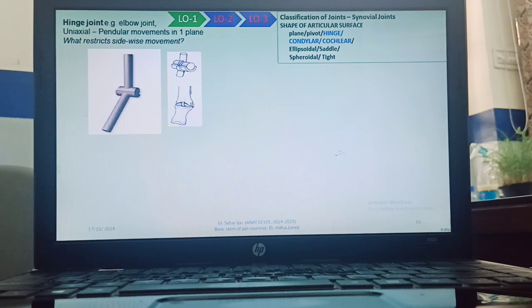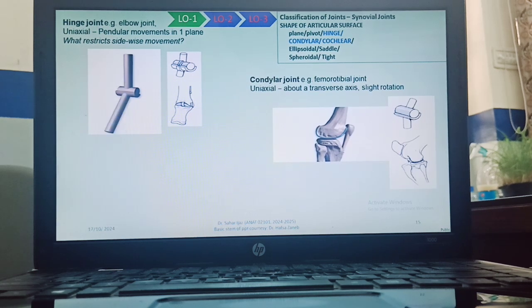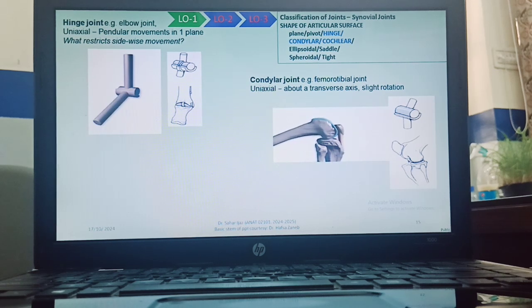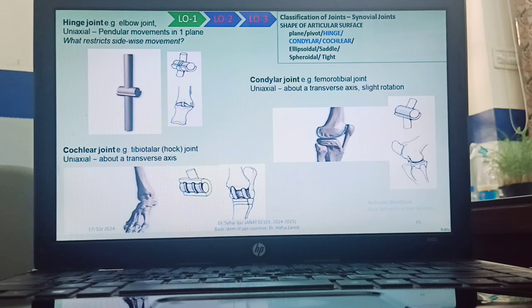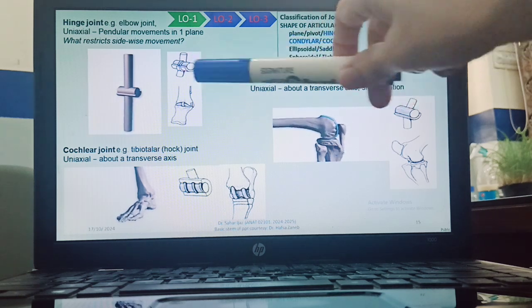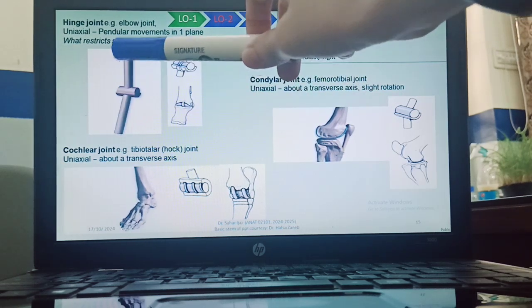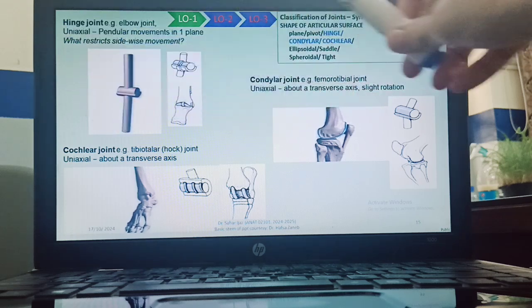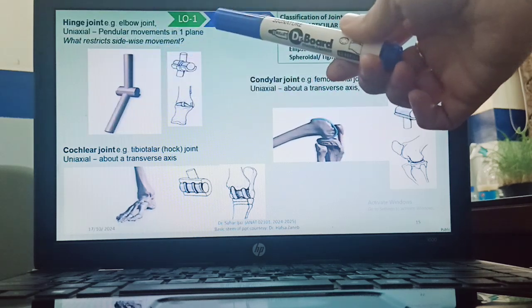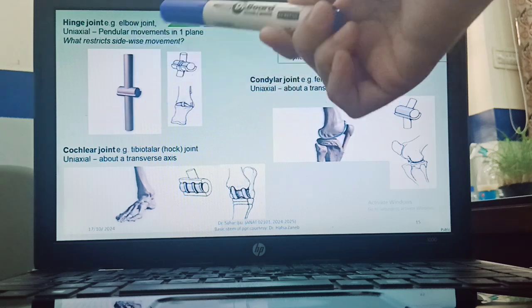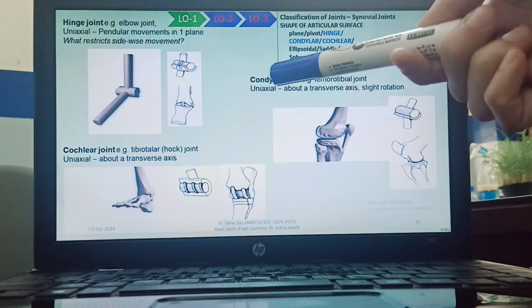Then the condylar joint, hinge joint, cochlear joint. If you look at these joints, the first one was the hinge, the second condylar, the third cochlear. These are all about one transverse axis. The axis is this way and the movement is happening about this axis, and this is only flexion and extension, and it is called a one plane movement or pendular movement.